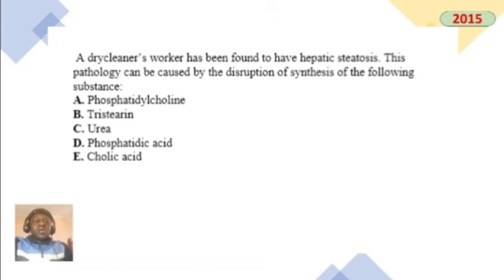A dry cleaner's worker has been found to have hepatic steatosis, that's fatty liver. This pathology can be caused by disruption of the synthesis of the following, right? So to reduce the amounts of fats in the liver, it can actually synthesize phosphatidylcholine. That's the answer here.